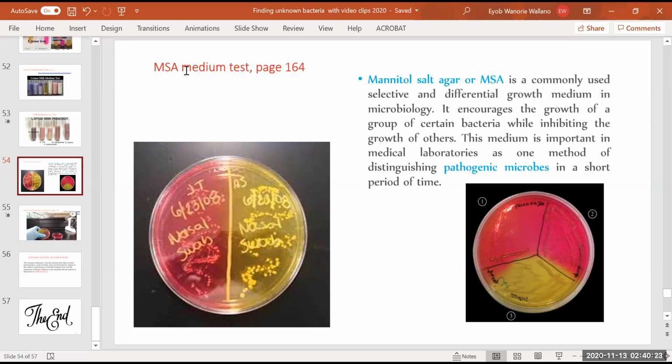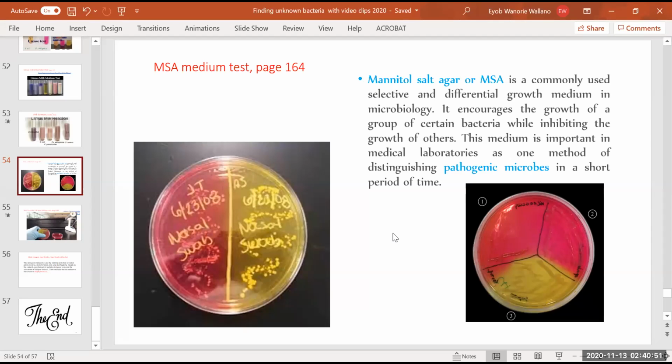Staphylococcus, streptococcus. Look here. Staphylococcus is positive on MSA media. Streptococcus is negative. Positive, positive, and negative. And mostly, staphylococcus is more dangerous than streptococcus. If you keep food on a table in the kitchen for about 4 hours, it is going to contaminate you, causing food poisoning. That is more dangerous than streptococcus.